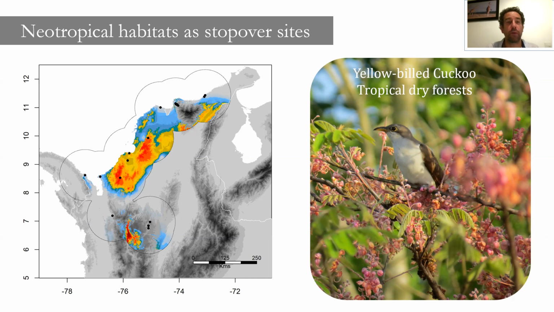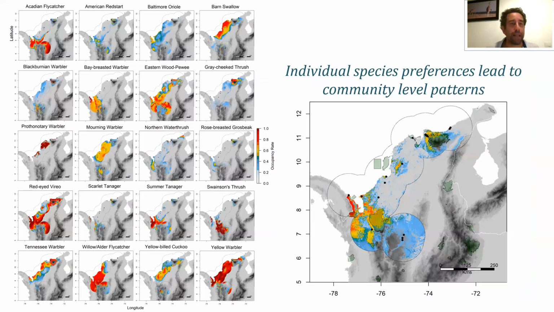So yellow-billed cuckoos here are stopping over in lowland tropical dry forest. They're very much avoiding humid areas along the Caribbean coast. And we can see these patterns play out in a whole series of species. Here we have 20 different species, and you can see that each individual species shows a slightly different variation on the theme, but very few of them show evidence for the idea that they may just be stopping over wherever they can across a broad front.